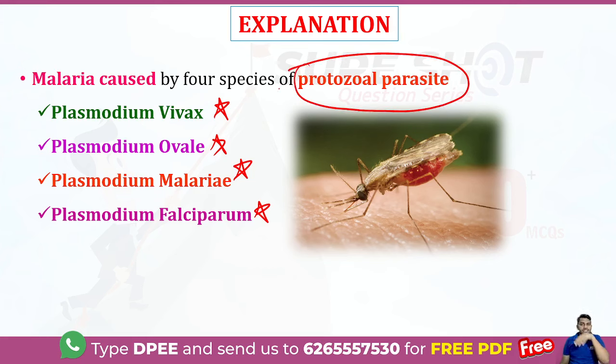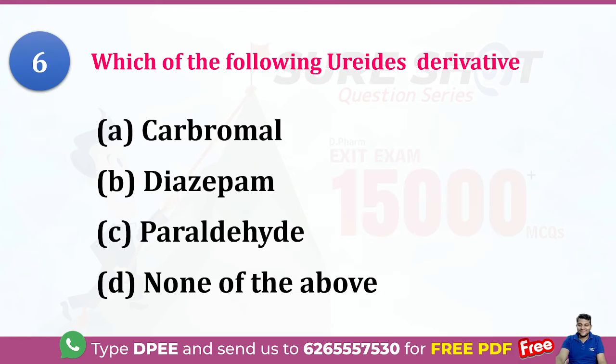They will ask a question like this: malaria is which type of disease? Is it bacterial, viral, or fungal disease? Malaria is a protozoal disease that is caused by a protozoal parasite. Basically we have 4 species of Plasmodium: vivax, ovale, malariae, and falciparum. Got it? So next question for you: which of the following is a ureide derivative?